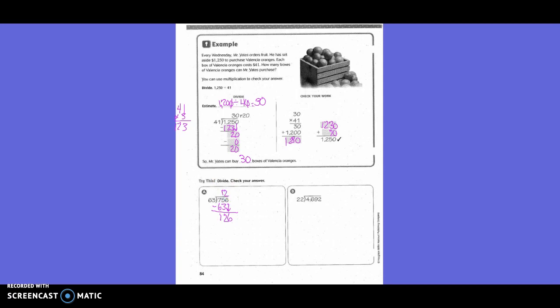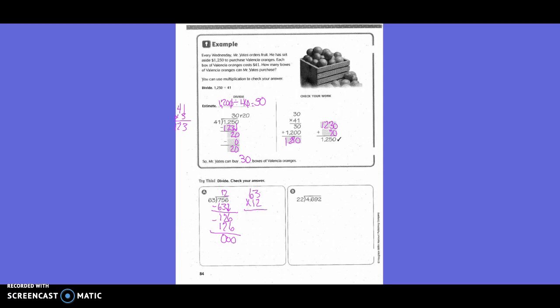2 times 3 is 6. 2 times 6 is 12. Subtract. Do I have anything left over? No. Do I have anything else to bring down? No. So then over here, I'm going to take 63 times 12.